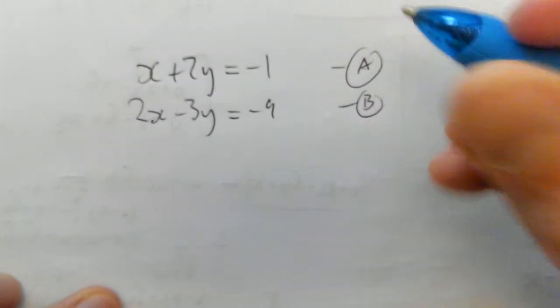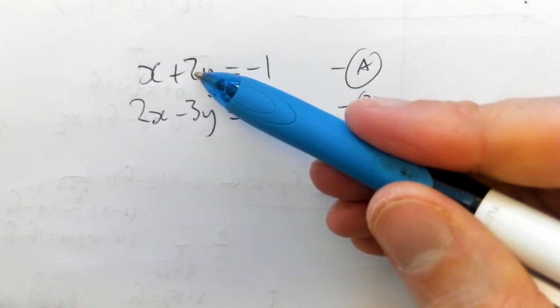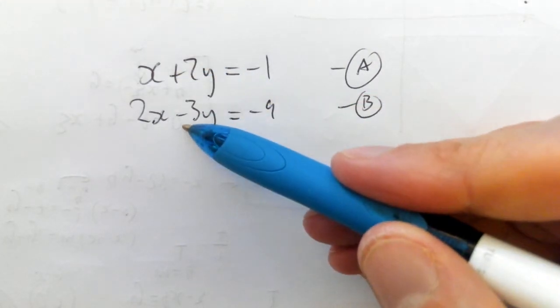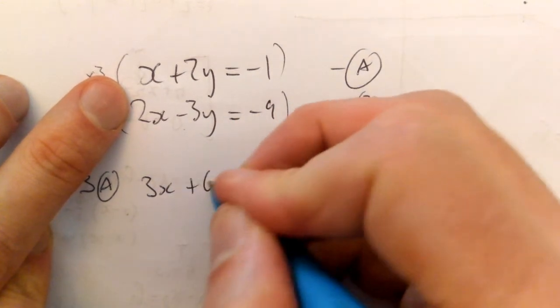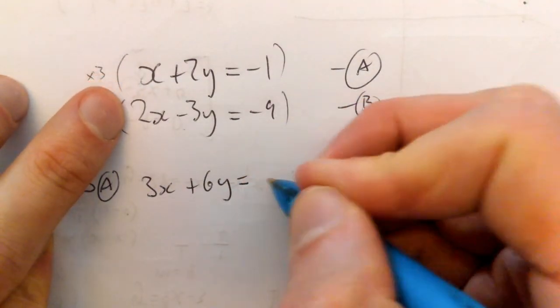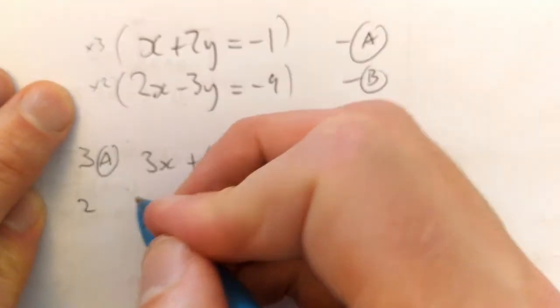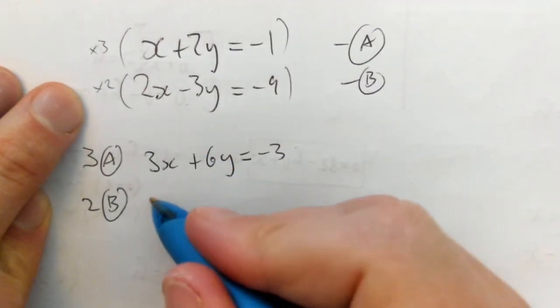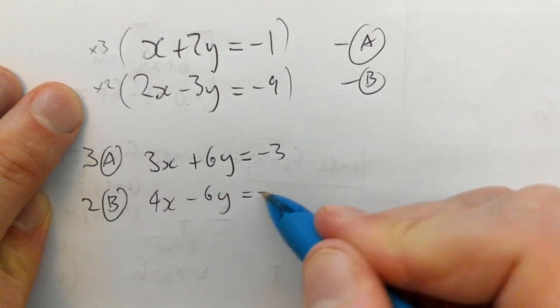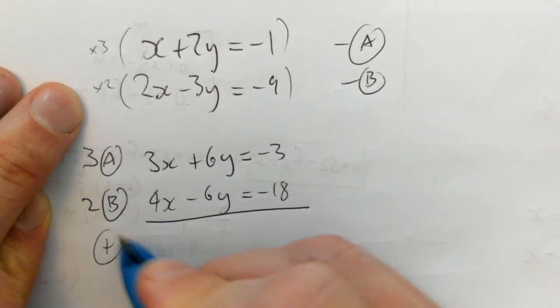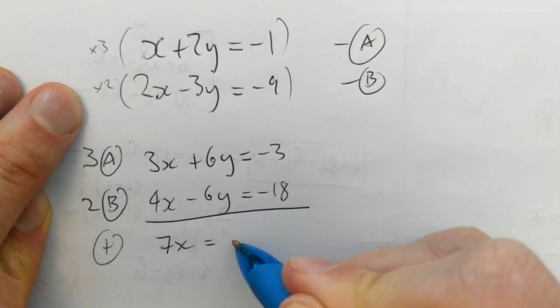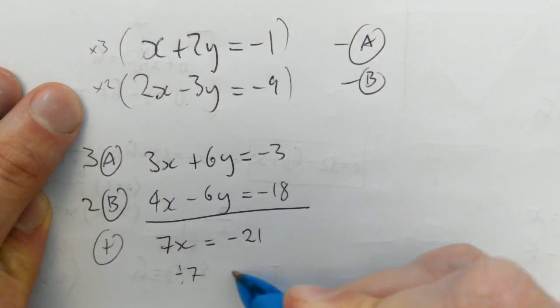A, B. We want the same value here, but different signs. So I've already got a plus and a minus. So if I multiply this by 3 and this by 2, okay, so 3 times A gives me 3x plus 6y equals minus 3. 2 times B gives me 4x minus 6y is equal to minus 18. We've got the same number, different signs, so we can add. 7x equals minus 21, divide by 7.